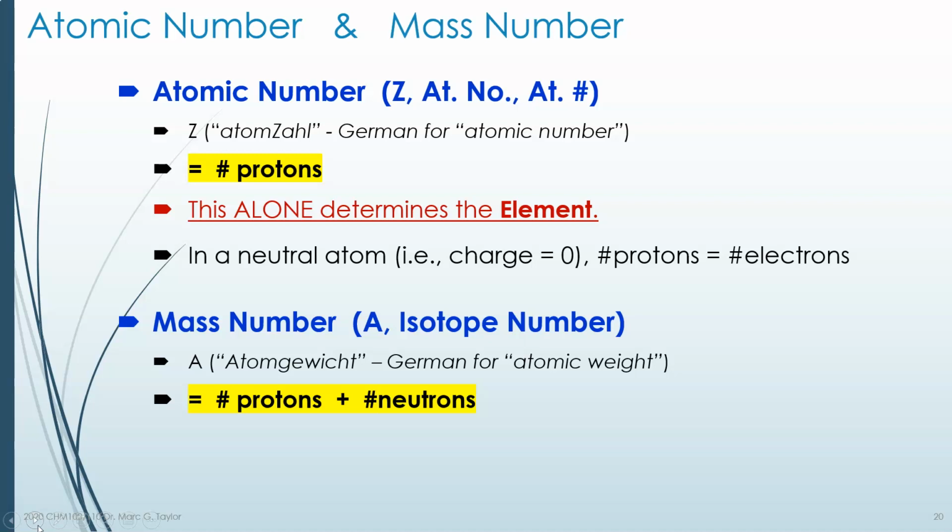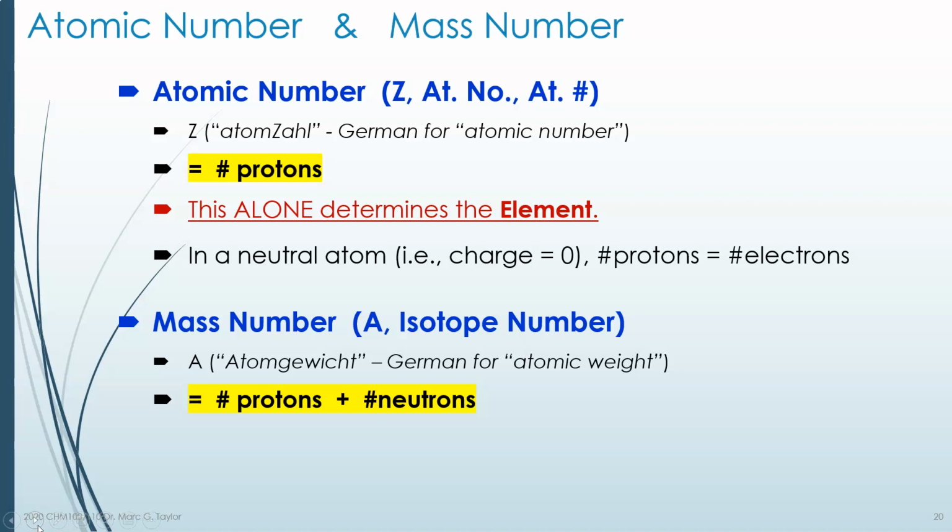Each atom of a specific element will have only one number of protons. All carbons have 6 protons. But some carbons have 6 neutrons, some have 7, some have 8, etc. So the total, the mass number, might differ from atom to atom, and therefore the isotope number may differ.